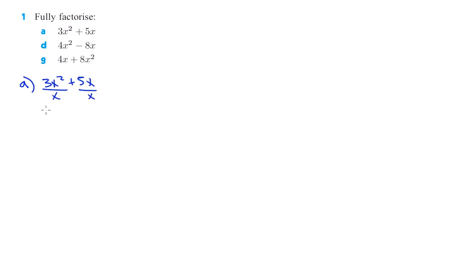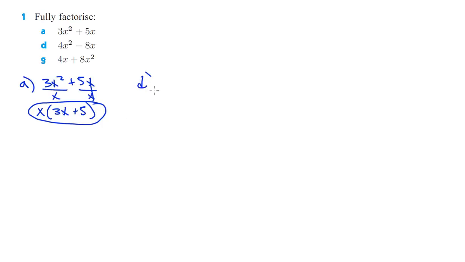Whatever's in the denominator here is the part that I'm factoring out. So 3x squared over x gives me 3x, and then 5x over x gives me plus 5, and that is fully factorized. Okay, and if I'm not 100% sure that's the right factors, if I distribute it back through, x times 3x gives me 3x squared, and then x times 5 gives me 5x. So then I know I have the right factors.